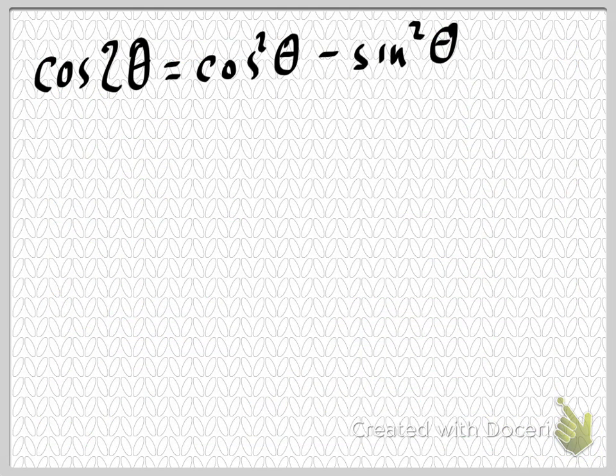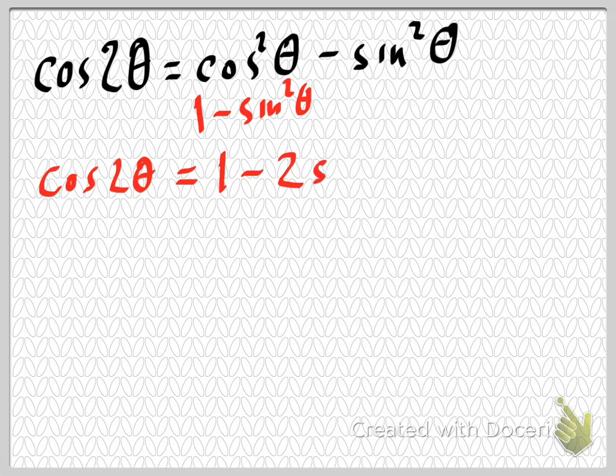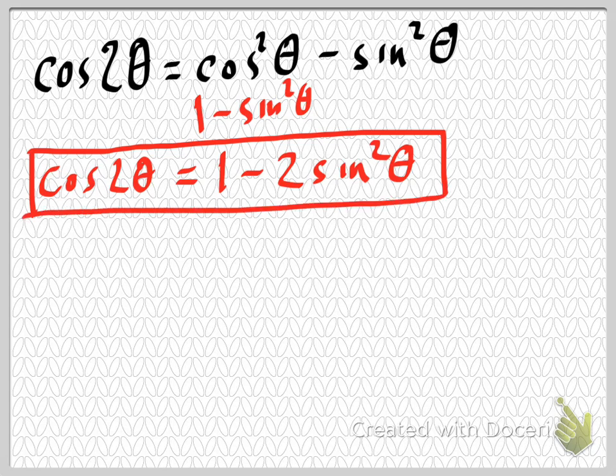So here's our double angle formula for cosine: cosine 2 theta equals cosine squared minus sine squared. If I replace the cosine squared with 1 minus sine squared theta, look what I get. I get a brand new formula. Cosine of 2 theta equals 1 minus sine squared minus sine squared, which is just 1 minus 2 sine squared theta. So there's the first of two alternative formulas for the cosine double angle.